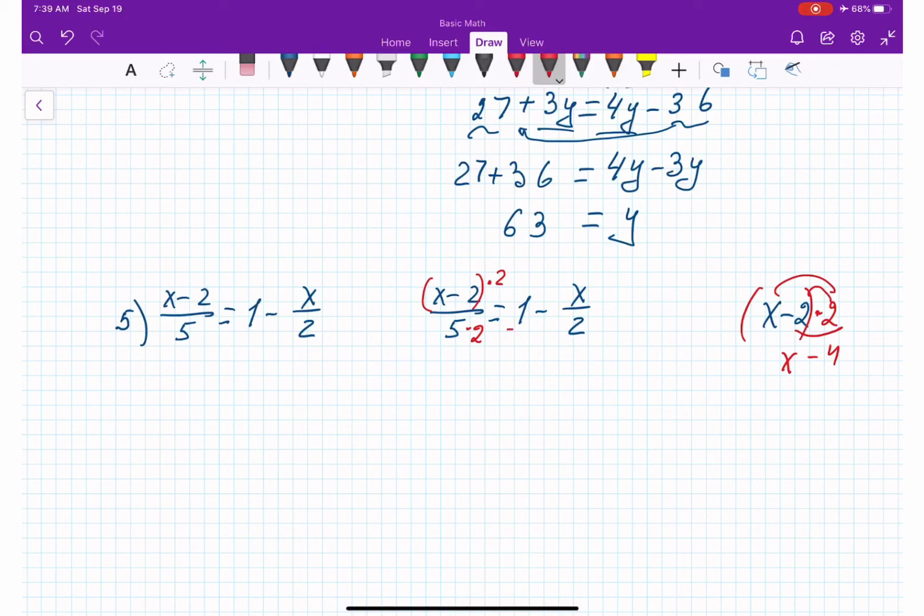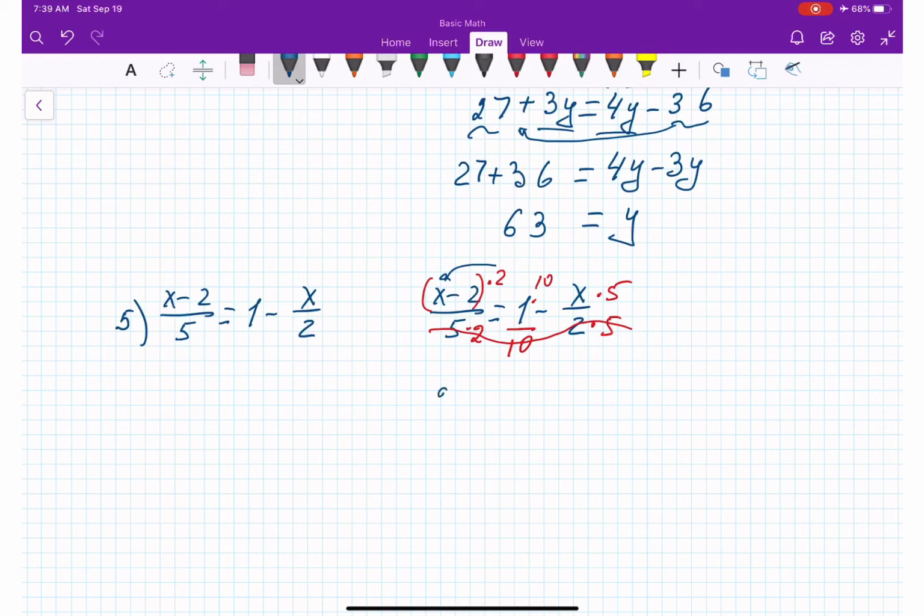Okay. Here is 1, so we multiply by 10. I'm sorry, common denominator is 10. And then times 10. Here we have x over 2, then multiply by 5 to get 10, right? Okay. So 10, 10, 10, 10, and 10. So what do we get here? Let's distribute: 2x minus 2 times 2 is 4, equals 1 times 10 is 10, and minus 5x.